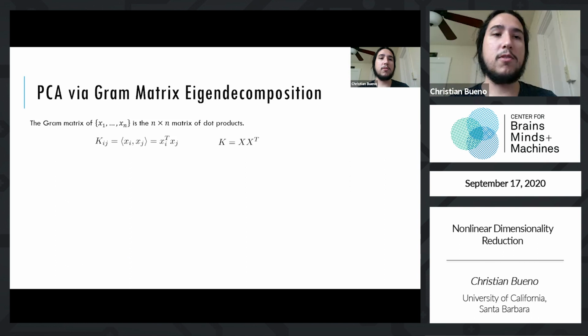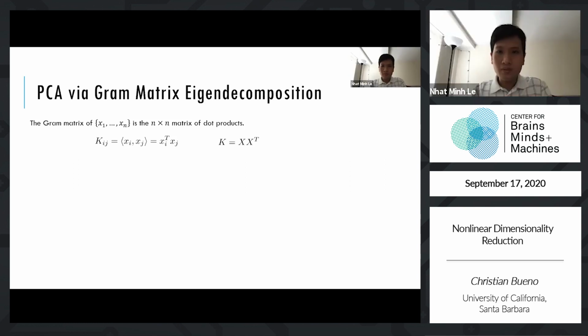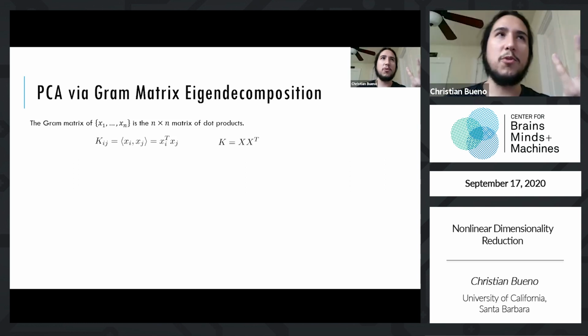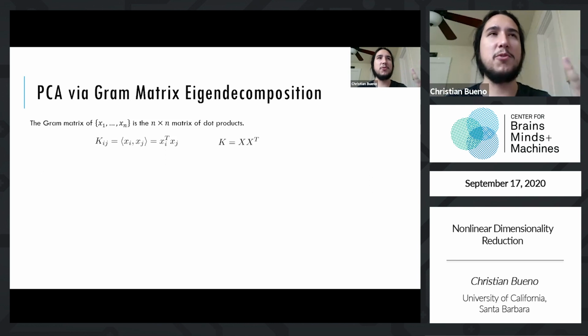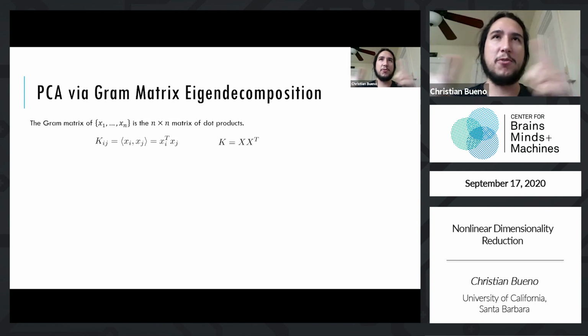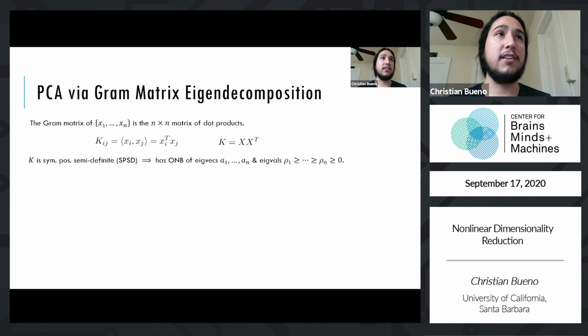Okay, so the Gram matrix is in some sense like the dual, not technically, but the dual to the covariance matrix. You build it by doing the multiplication the other way. Of course, this is going to be closely related. It is also symmetric, positive semi-definite. You get an orthonormal basis of eigenvectors with eigenvalues.